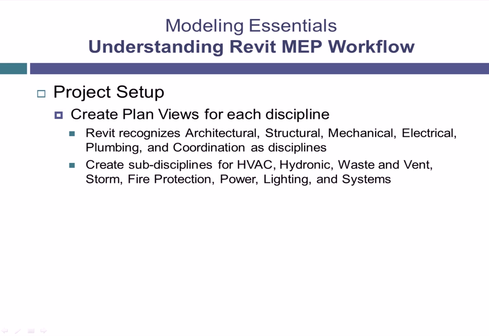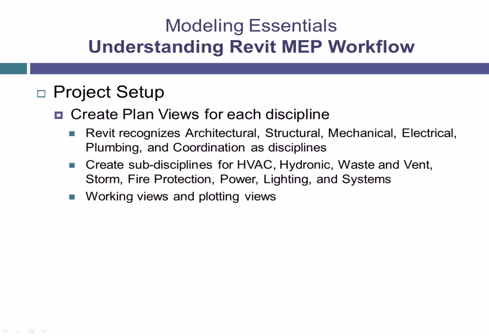For example, you may want to create subdisciplines for HVAC, hydronic, waste and vent, storm, fire protection, power, lighting, and systems. Also, when creating views, you may want to have working views and plotting views. Working views can be used by designers to add more descriptive tags and notes to aid in the design process, whereas plotting views are placed on sheets to be used in the final documentation. You do not have to create a working view for every single plotting view.